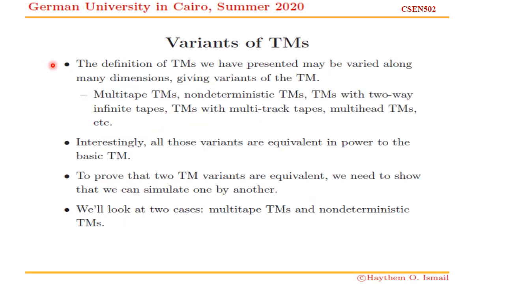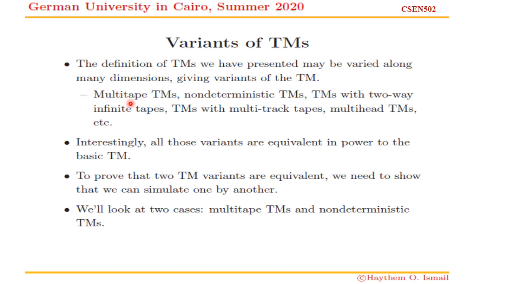Alright, so this is fine, but it could be a bit tedious to work with the Turing machine to describe simple computations like the one that we looked at now. So the thing is that the definition of Turing machines that we have presented may be varied in several ways, giving a kind of variance of Turing machines.